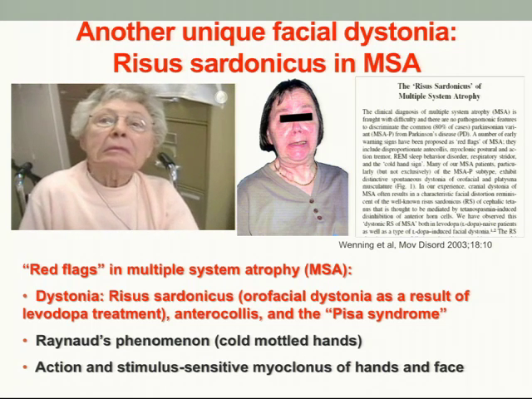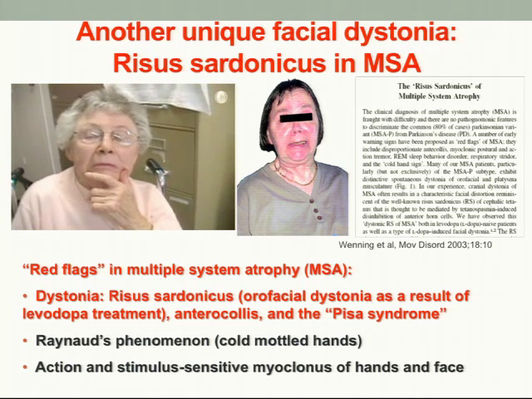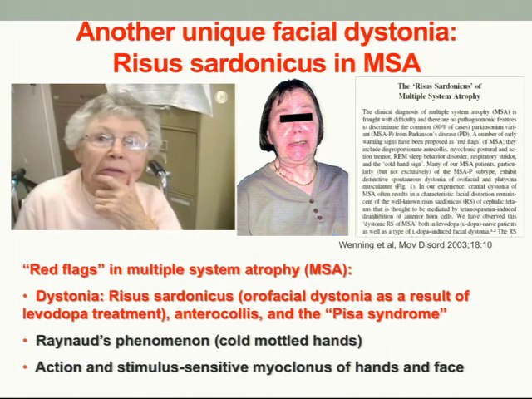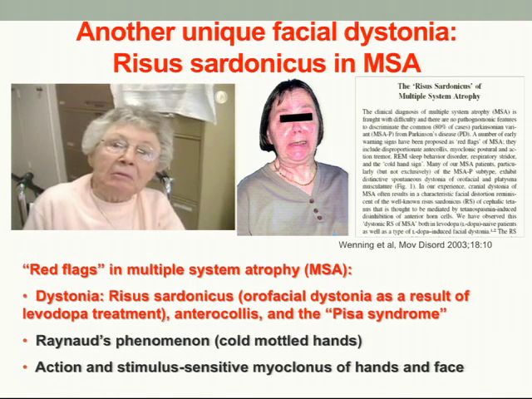Just briefly, this is risus sardonicus, which is a very important feature in Parkinsonism. If it occurs within the context of levodopa, so this is a levodopa-induced dyskinesia and dystonic dyskinesia, think of MSA. It is one of the red flags.